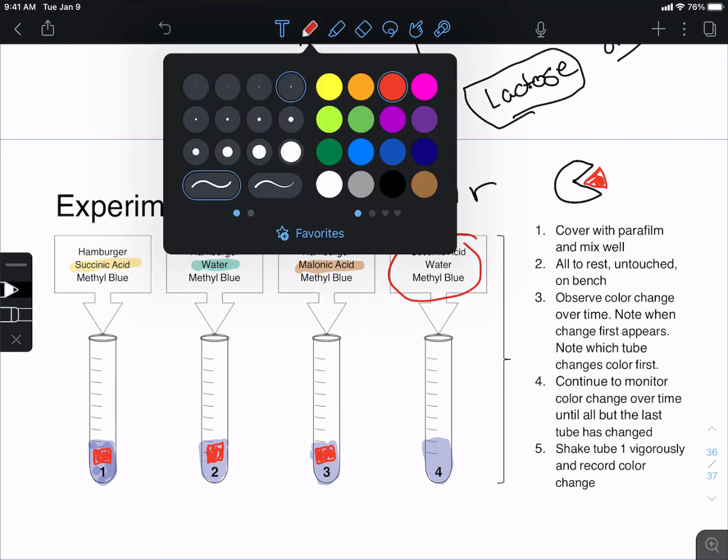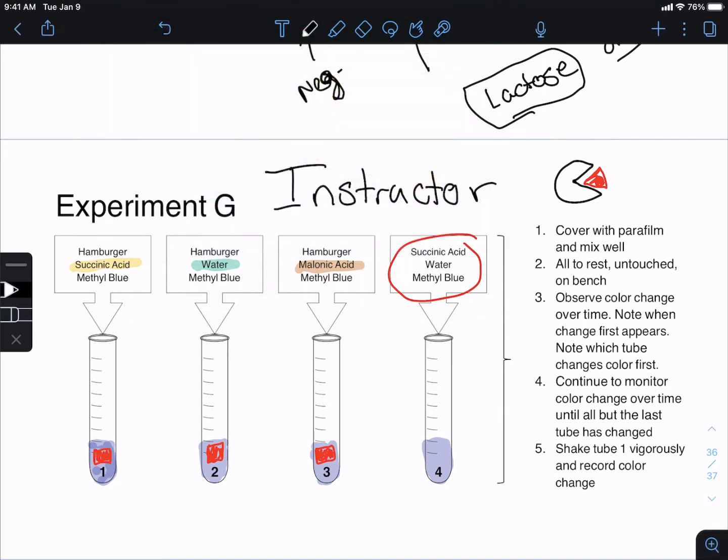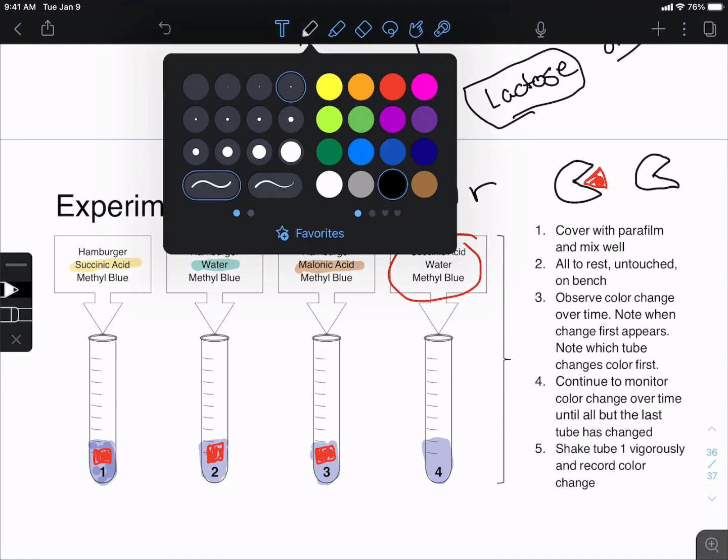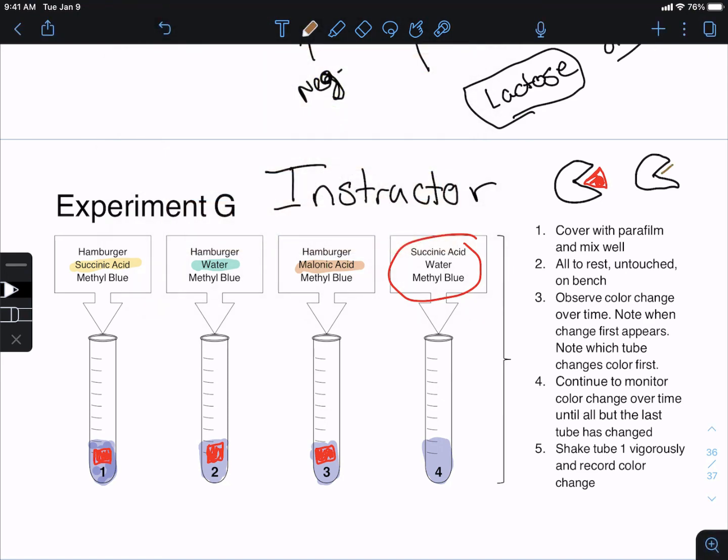But when malonic acid is in the picture, let's draw it in brown. It's a competitive inhibitor. It's going to get in the way, and so when it's in the way, my succinate can't bind. And if I can't get my succinate to bind, I'm not going to produce fumarate.